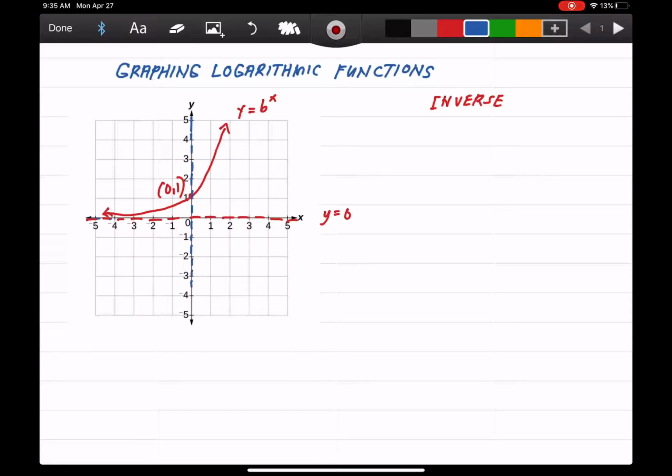So x equals 0, sorry for that. The y-axis, or x equals 0, is the inverse of y equals 0. And for this point right here, when we flip (0, 1), that becomes (1, 0). So it's going to be here.